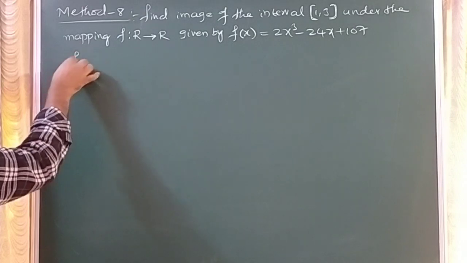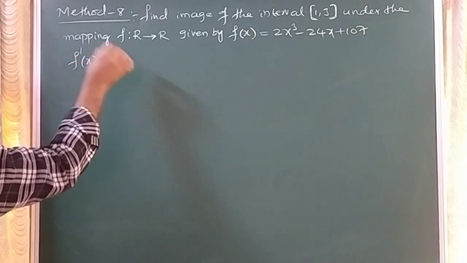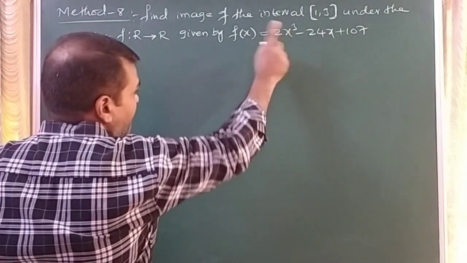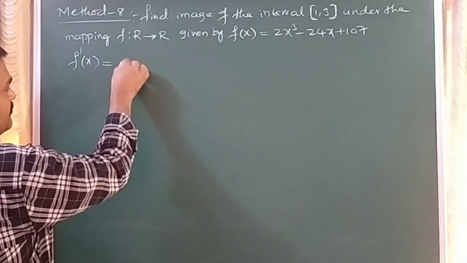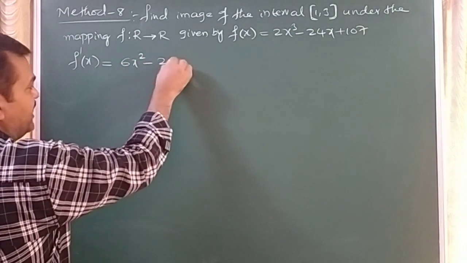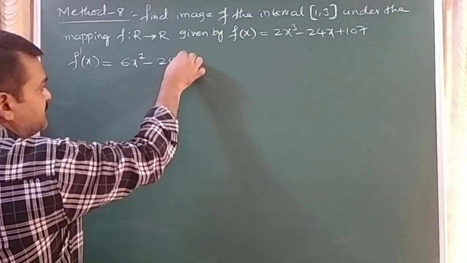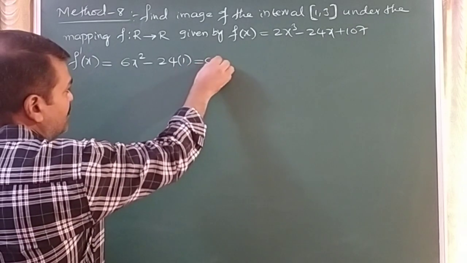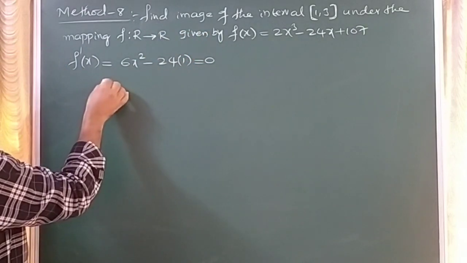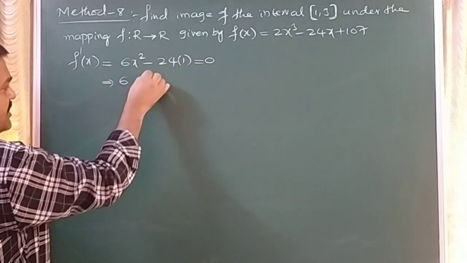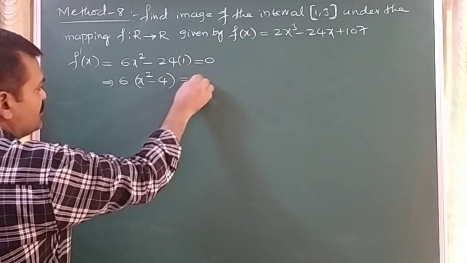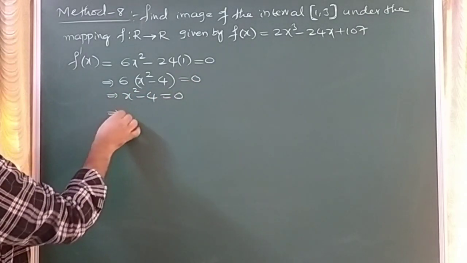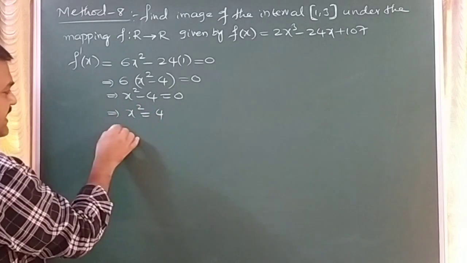So first consider f dash of x, means differentiate. First term derivative: 2 into derivative of x cube is 3x square, minus 24 into derivative of x is 1. This is f dash. So take f dash of x is equal to 0, solve that. So f dash of x is equal to 0, 6 common. So x square minus 4 is equal to 0. x square is equal to 4. x is plus or minus 2.